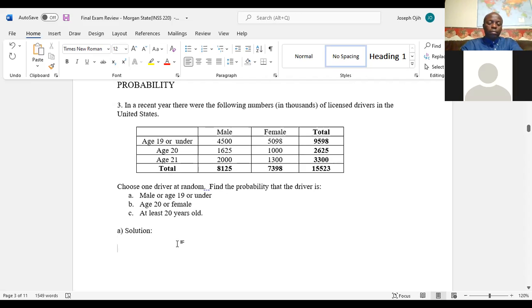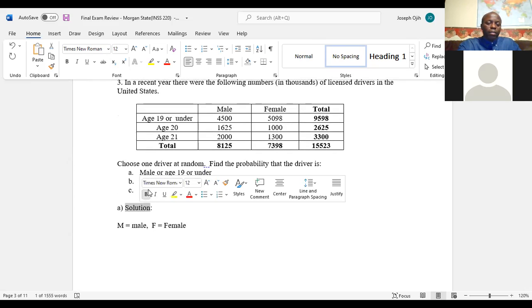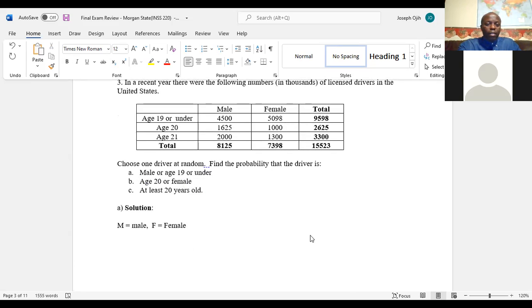So let us use M for male. 19 for age 19 or under. It can be 19 or under, it doesn't matter. Let me use F for female. The age, you can use the actual age for our numbers, for the ages. Let me make sure you're seeing this. Yep, you're seeing it.